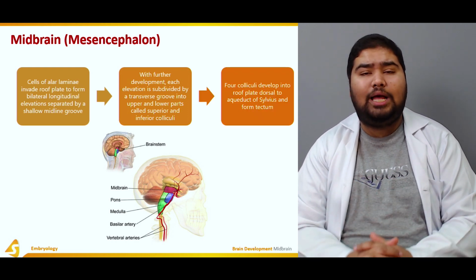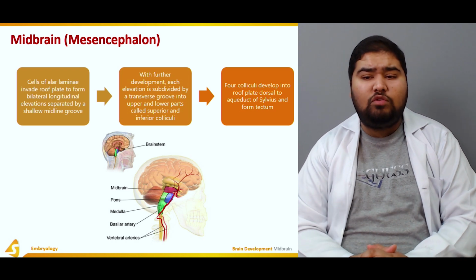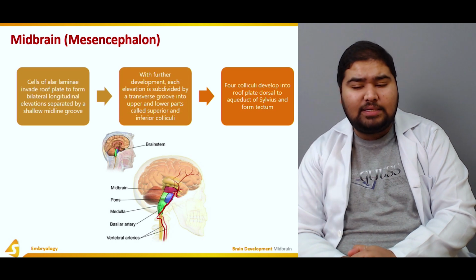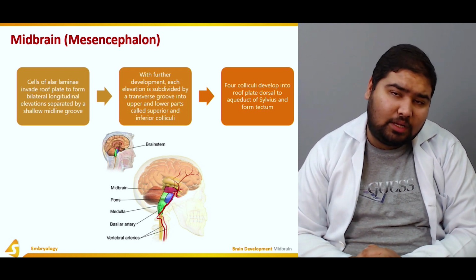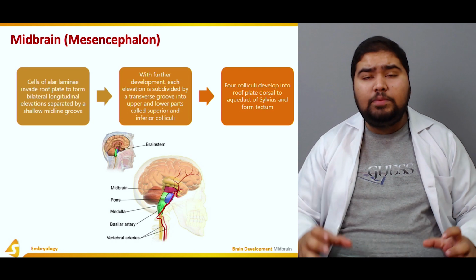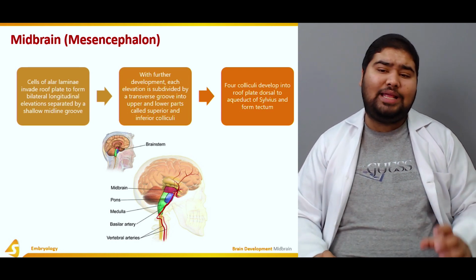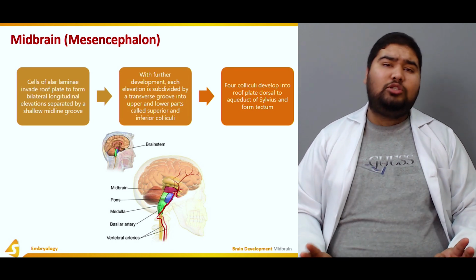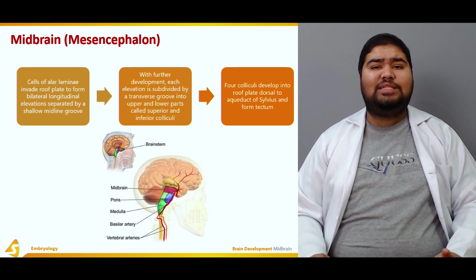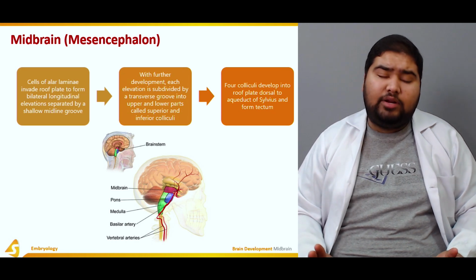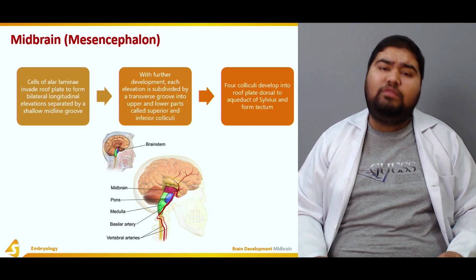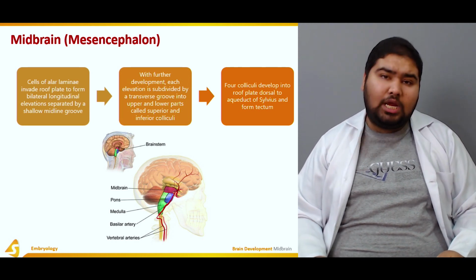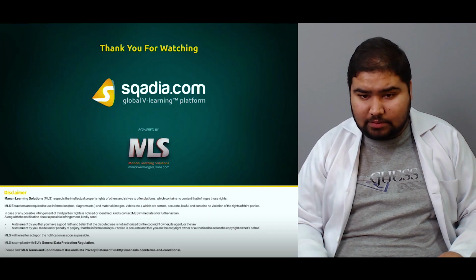These 4 colliculi develop into the roof plate and lie dorsal to the aqueduct of Sylvius and form the tectum. So in a developed brain, these colliculi lie in the roof plate, dorsal to the aqueduct of Sylvius, and they are responsible for the production of the tectum. Again, a developmental concept that you need to understand and grasp.